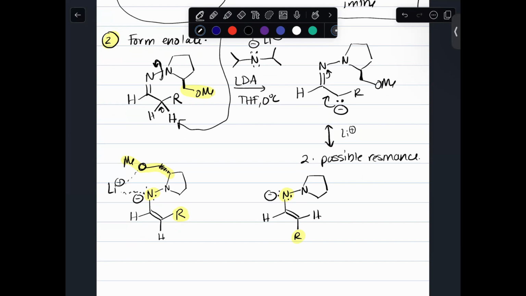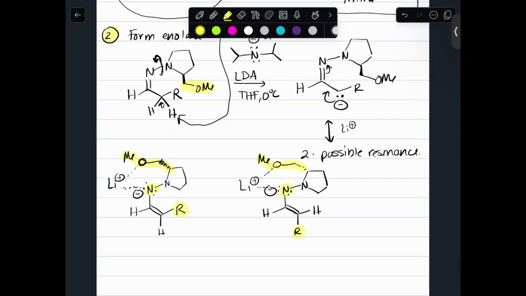That's it. The same thing happens in the other possible resonance structure. And let me draw that out. Just like before, the lithium plus complexes to the N minus. Just like before, the methoxy group also wants to complex to the lithium, so it flips and rotates around the nitrogen-nitrogen bond, and it's forming an interaction between the oxygen and the lithium. So these are my two possible resonance structures.